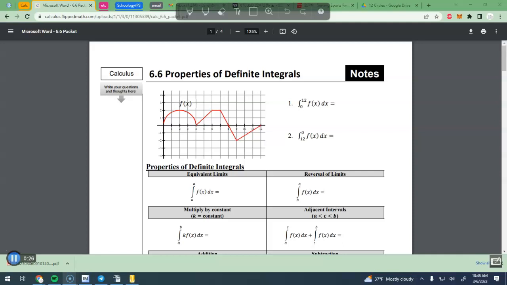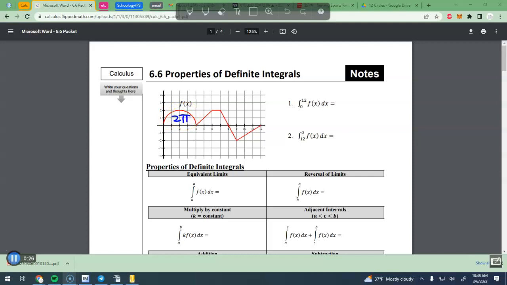So number one is not a new thing. It's just integrating from 0 to 12 of f of x, and this is f of x. That just means we're adding up the area of these pieces. This piece here is a circle with a radius of 2. So the area of that circle would be pi times 2 squared, which would be 4 pi, but that's only half the circle. So this piece is 2 pi.